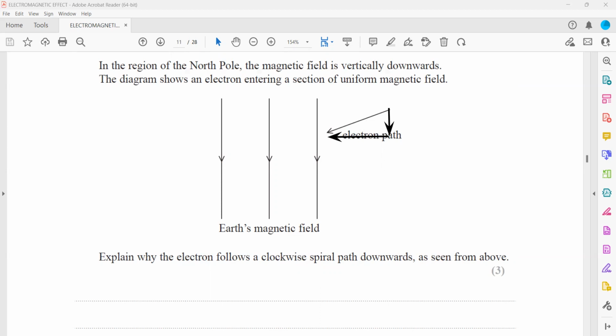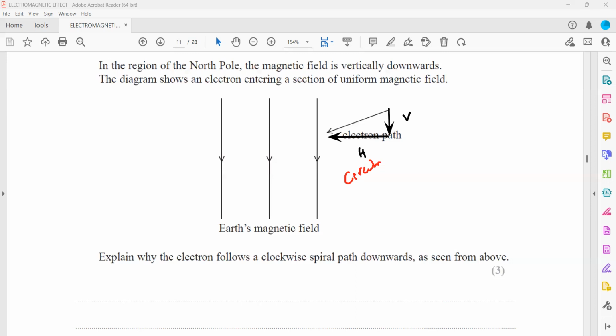So as you can see, there are two components. One is a vertical component, another one is the horizontal component. The vertical component is parallel to the magnetic field, and the horizontal component is perpendicular to the magnetic field. The component which is perpendicular to the magnetic field will cause circular motion, and the component which is parallel to the magnetic field will cause a displacement.